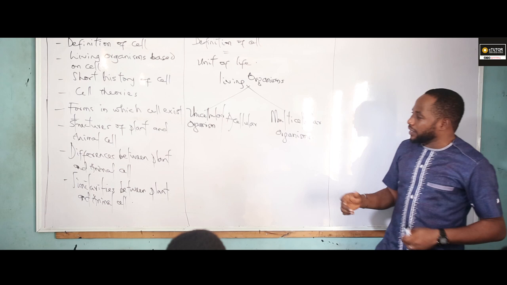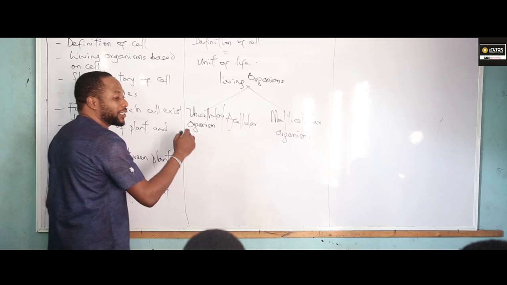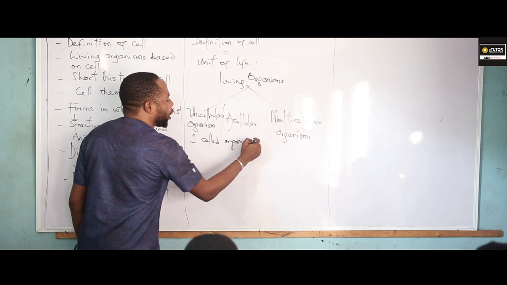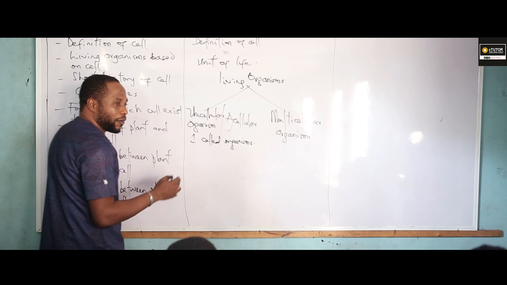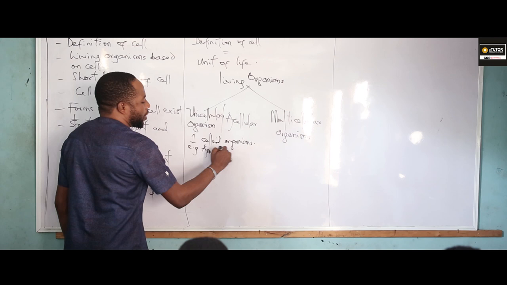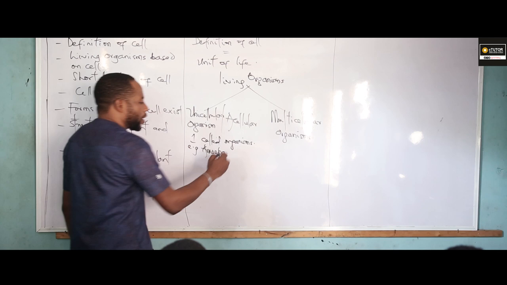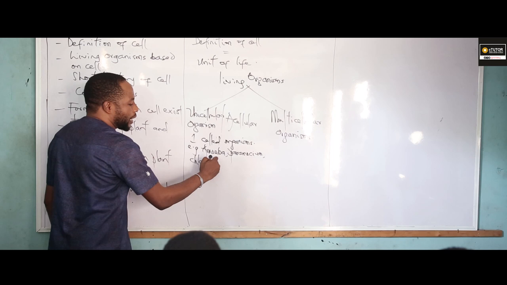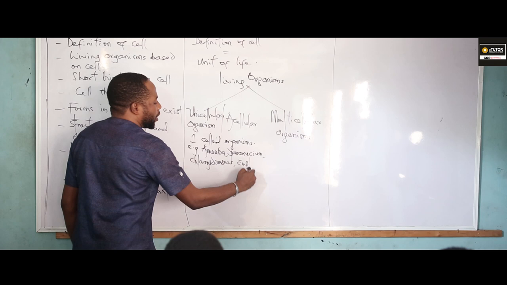The unicellular organisms are organisms that are made up of only one cell. They are one-celled organisms. Are you getting me now? For instance, we have the likes of Amoeba. Amoeba is an example of a unicellular organism. Paramecium is another example of a unicellular organism. We have Chlamydomonas, we have Euglena, and so on and so forth.